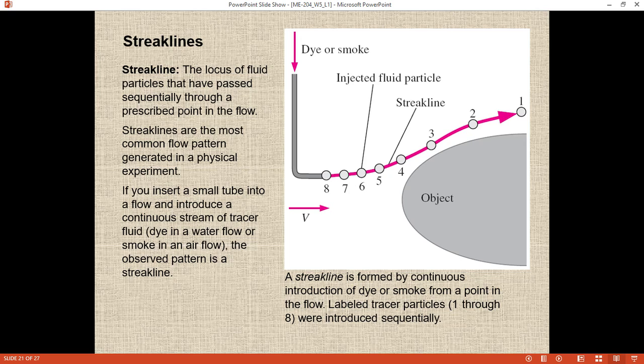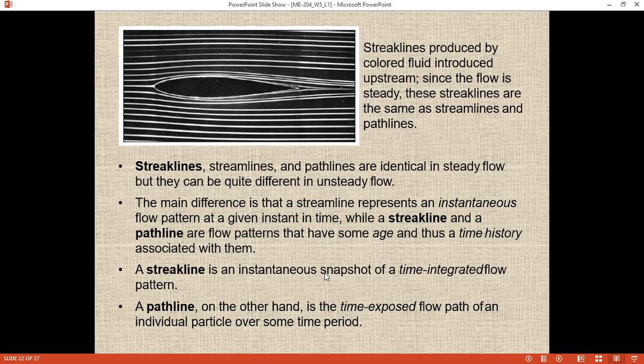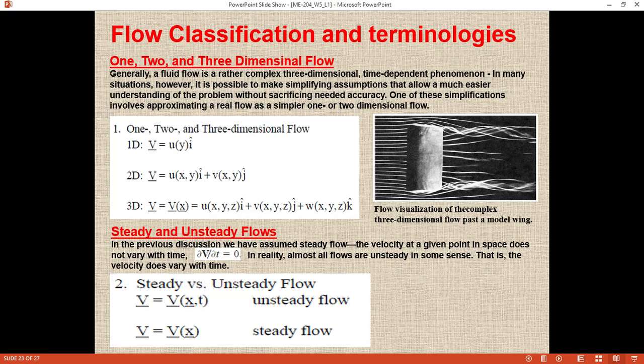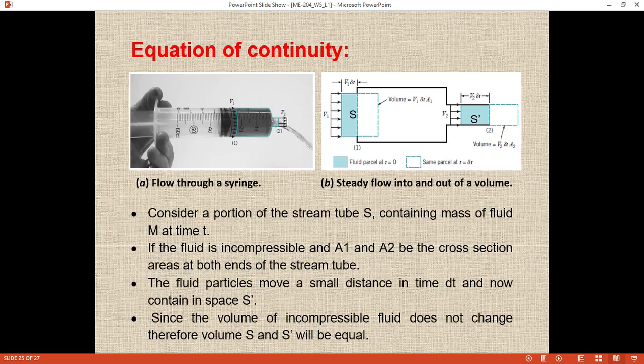Here you can go through these points. This we have already discussed, the streak lines. The remaining part of the lecture, the continuity equation and one-dimensional flow, I will describe during the live session.